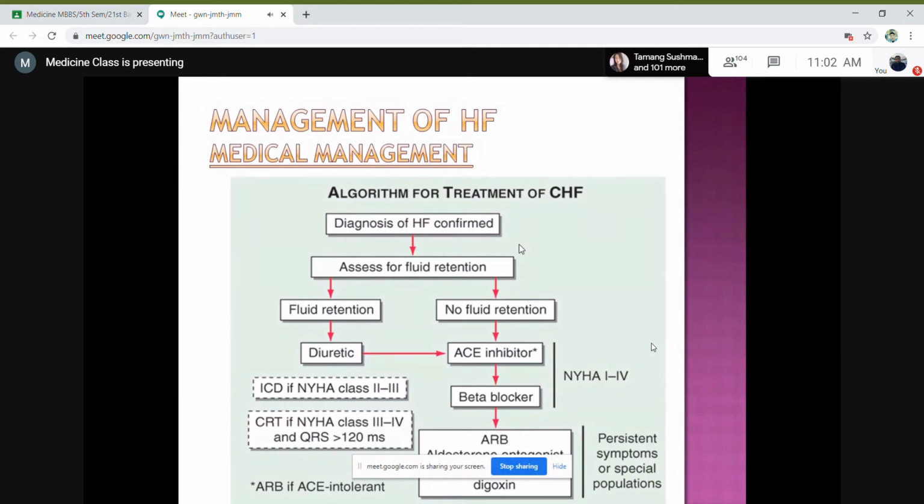And if the patient still has symptoms, then there may be a role of an intracardiac device or cardiac resynchronization therapy. So these are the interventions that can be done for a patient who has chronic heart failure, congestive heart failure.